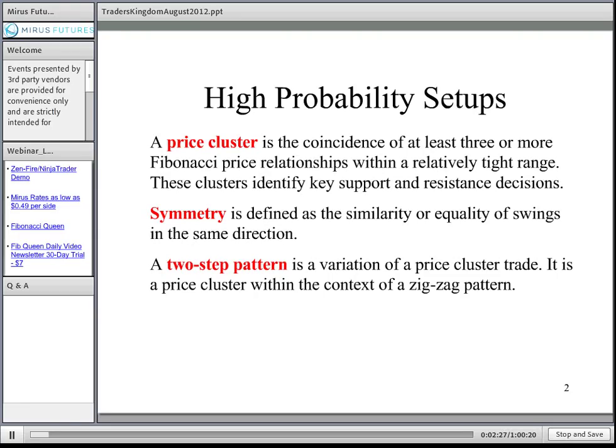And then the third type of setup that I look for every day, it's not quite as common as either the symmetry or the price cluster setup, is a 2-step pattern setup. It's pretty much still a price cluster trade, but it's within the context of a zigzag pattern. It's a little bit complicated to explain, but there is a whole chapter on it in my book, and I believe I do have an example here in the slides.